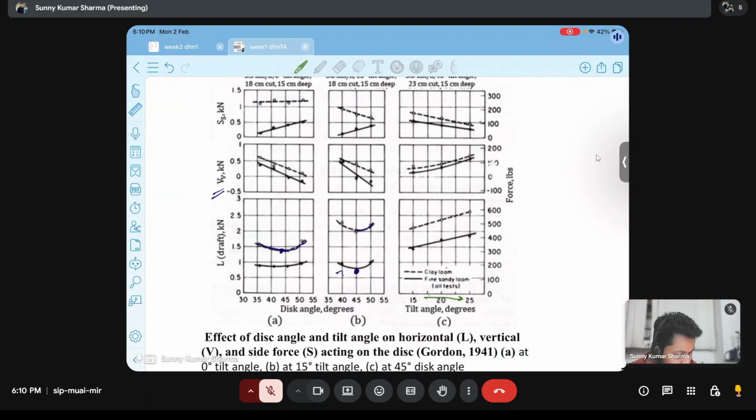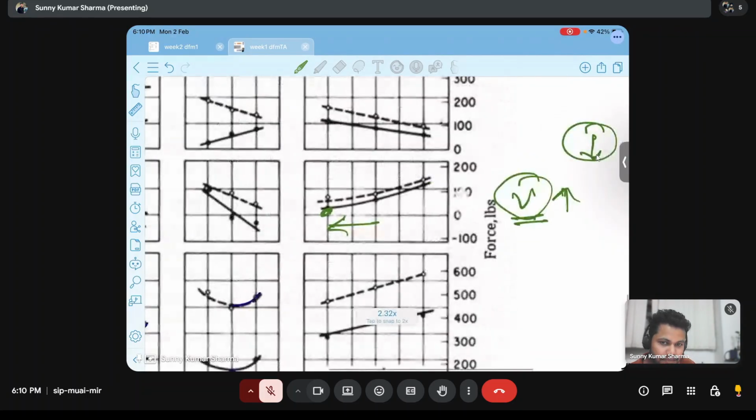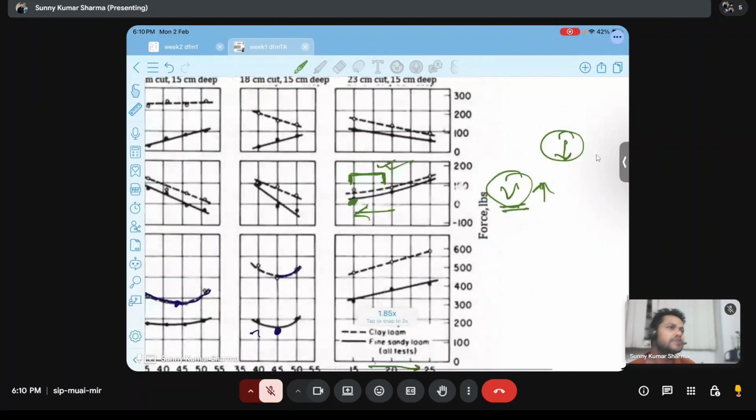At a greater tilt angle, the vertical force V on the disc plow increases, and when we have a greater V, we will have less penetration. But we want more penetration, so we will go towards lesser V. At less tilt angle, the V value is less, so that will allow more penetration. So we should have a lesser tilt angle for more penetration. That is the reason for the less tilt angle.